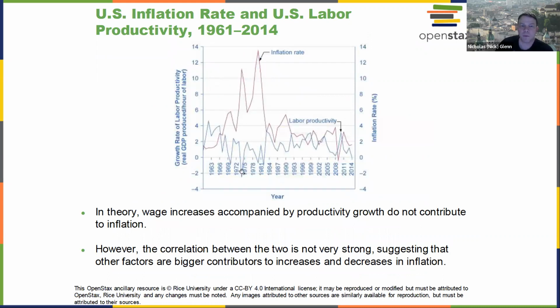When you have these wage increases, it's really not going to have much to do with what's going on with inflation. It doesn't really contribute much to that.